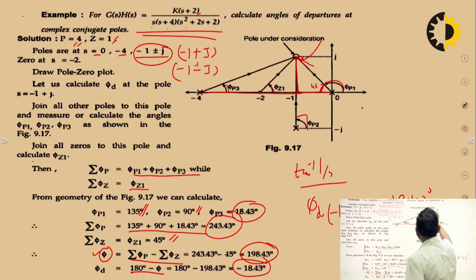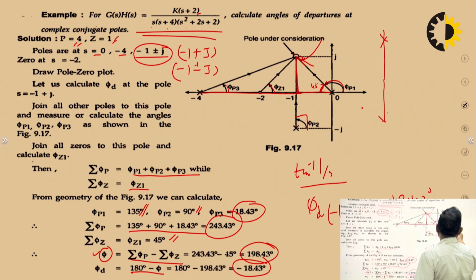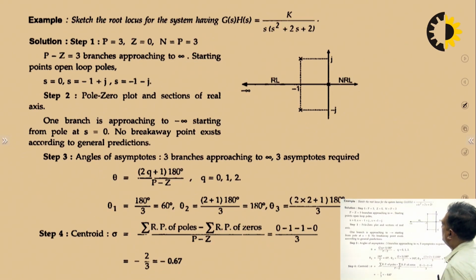Okay, so if this is your pole, another pole is this, so you can say this angle is basically like this, 18.43 minus, and this is 18.43. So this is basically the angle of departure.